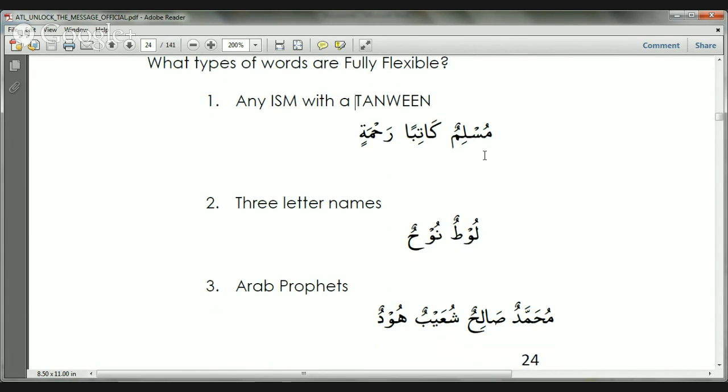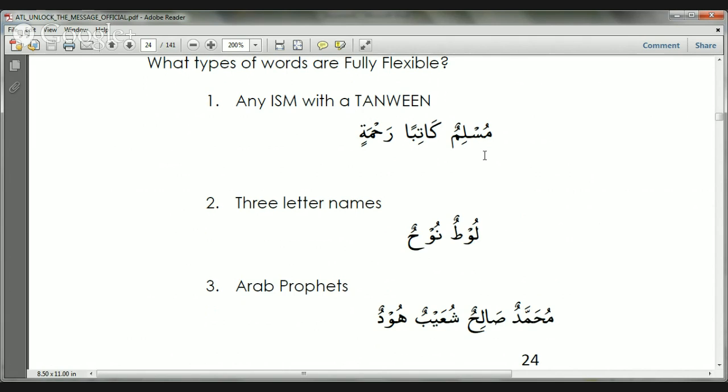Number two are three-letter names. Three-letter names. They get what? They are considered what category? Fully flexible. Lutun, Nuhun. And I'll go over why this is important in just a moment. Now, what did I say? Three-letter names are considered fully flexible. What was the first category of words that are fully flexible?